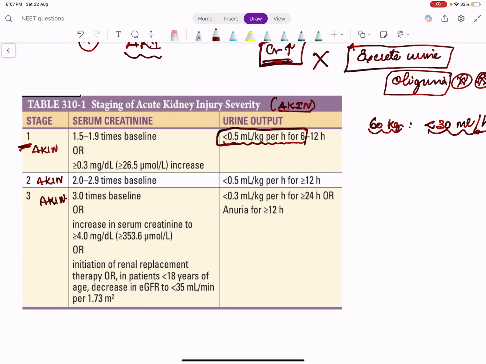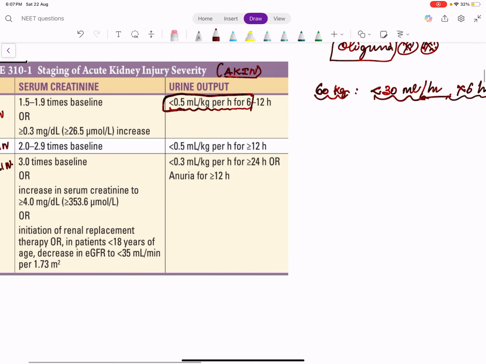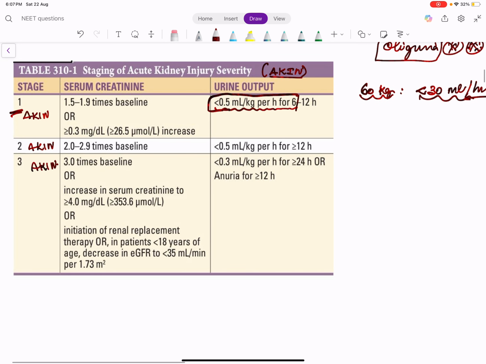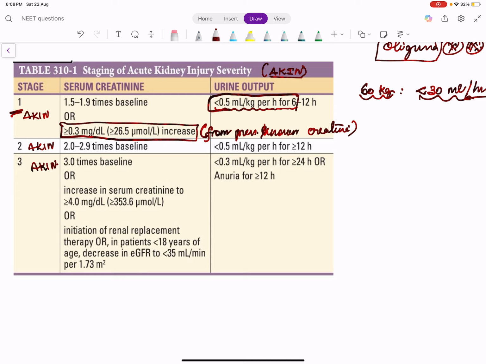So in stage 1, there is less than 0.5 ml per kg per hour of urine for 6 to 12 hours, or if creatinine rises more than 0.3 milligram per deciliter from the baseline. Baseline is nothing but the previous known creatinine. That creatinine may have been taken the previous day, last month or last year. Whatever is the last available creatinine is called the baseline creatinine.